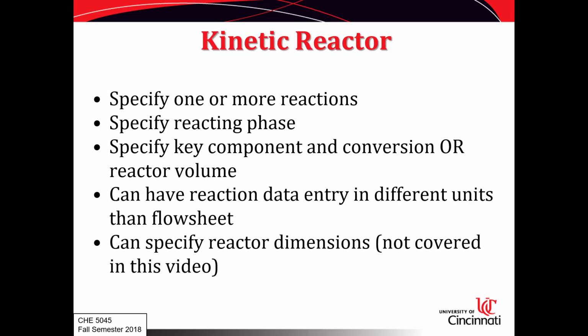In the Kinetic Reactor, you'll specify one or more reactions, including stoichiometry and rate constants. You'll specify what phase the reaction occurs in. You'll specify a key component in a conversion, or you'll specify the reactor volume. You can enter your reaction rate data in different units than are used in the flow sheet, and there's also an option to specify the reactor dimensions. We're not going to discuss that in this video.